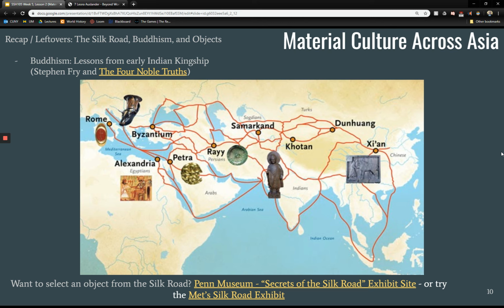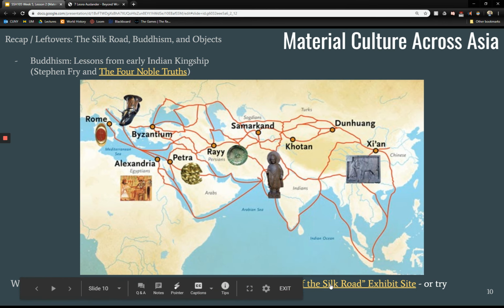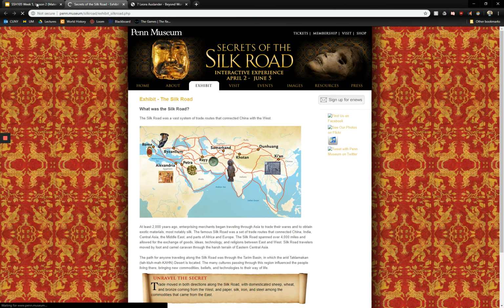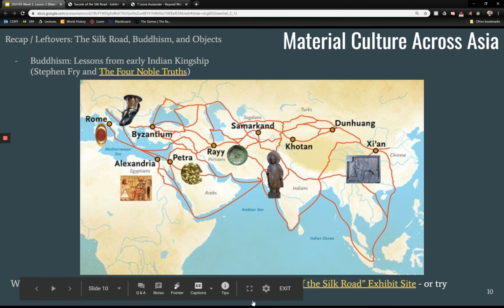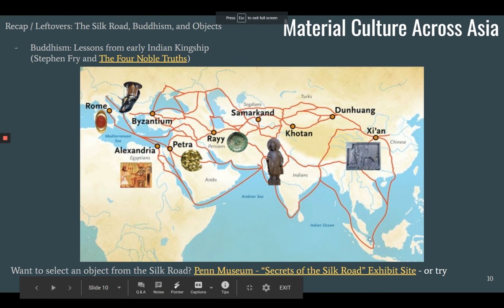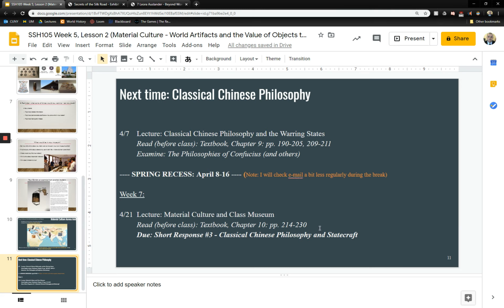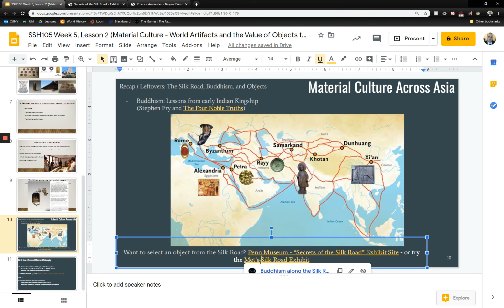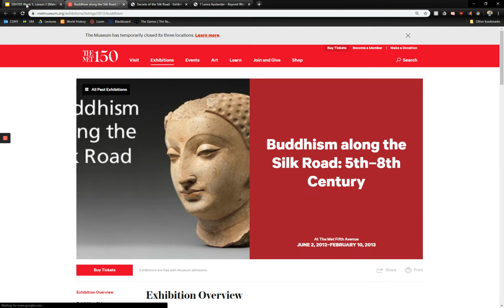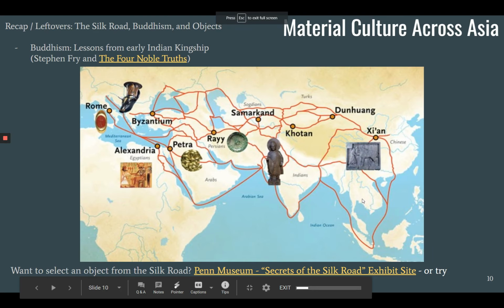If you're interested in objects from the Silk Road, this is really a huge chunk of the world, right? The Silk Road is basically all of Eurasia, part of the Middle East, and part of Africa, and there are some good online museums for this. The Penn Museum's Secrets of the Silk Road site is great, and then I'm going to close this for a second so that I can get to this link. The Met's Silk Road site is also quite good.